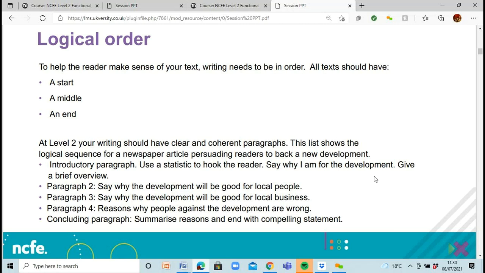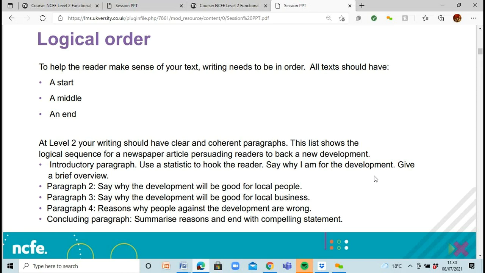So you start off saying, get me hooked in. You've written something, I'm reading, and I think, this sounds interesting, I want to read it. Give me an overview. Second paragraph, why is it good for the local people? Third paragraph, why is it good for the local business? Fourth paragraph, say why people who are against the development are wrong. Would it bring in more jobs? Would it bring in more opportunities? Will it make your community a lot nicer and clean up an area that was being used as a tip? So what are all the reasons?